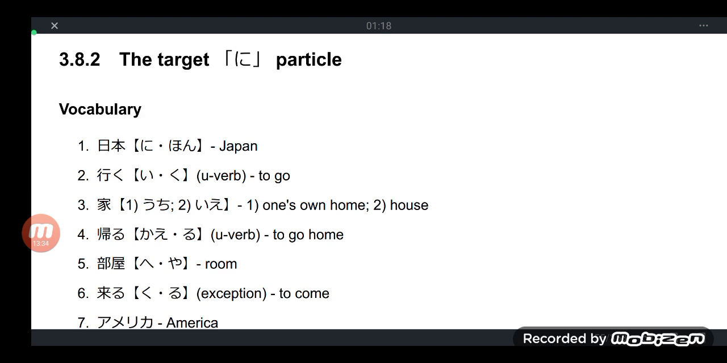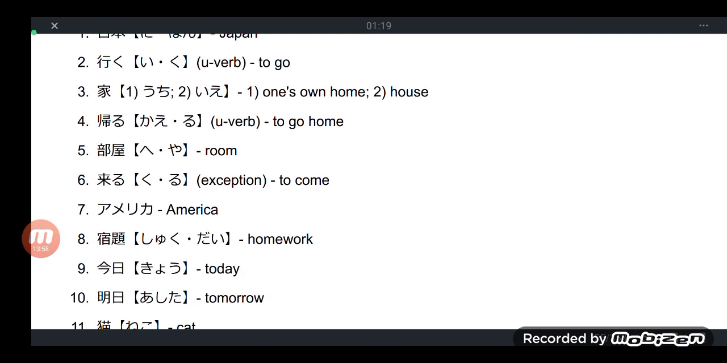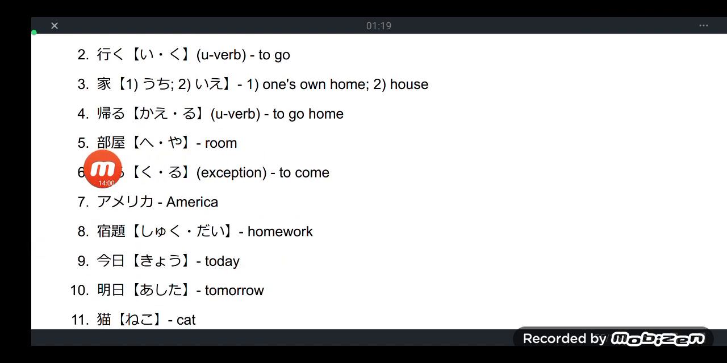The target particle ni. The target particle, or what's the target? The target is a place or destination. Okay, some vocabulary: Nihon, Japan; iku, meaning to go; uchi or ie, meaning house or home; kaeru, to go home; heya is room; heya, room. Okay, kuru, an exception verb meaning to come; America.